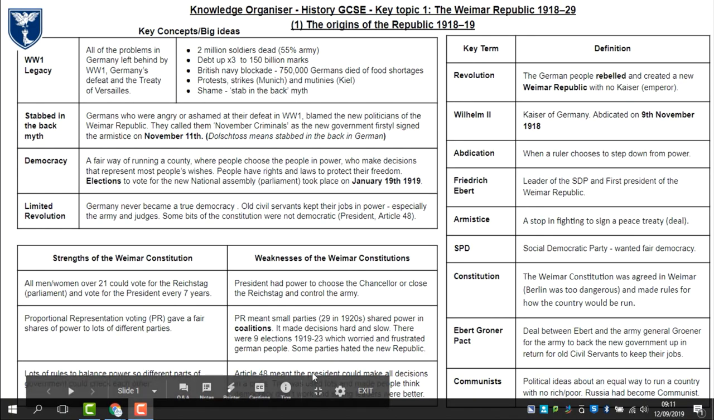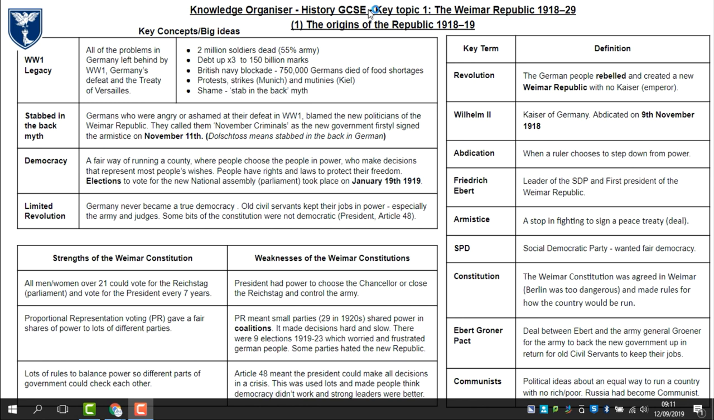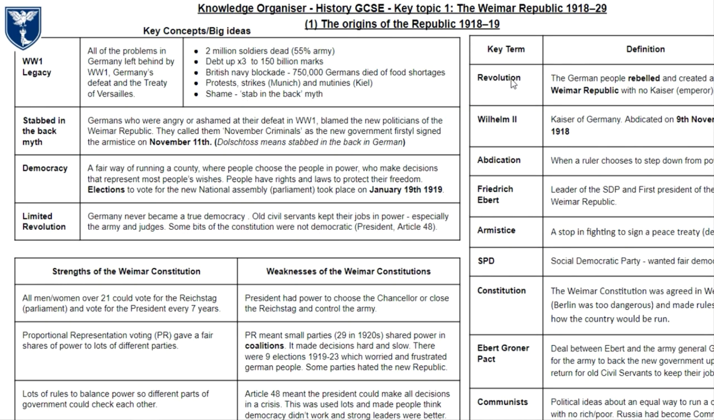This is an example of a knowledge organiser. This particular example is a Key Stage 4 GCSE History knowledge organiser. They may include information about the number of the topic and the content that they contain. Knowledge organisers will look different, but they will all contain certain fundamental principles, such as key terms, which will have key words with definitions. They may have key information in bold. They may have bullet points to support memorising key information. They may have key concepts or ideas, and then various different information that is required.